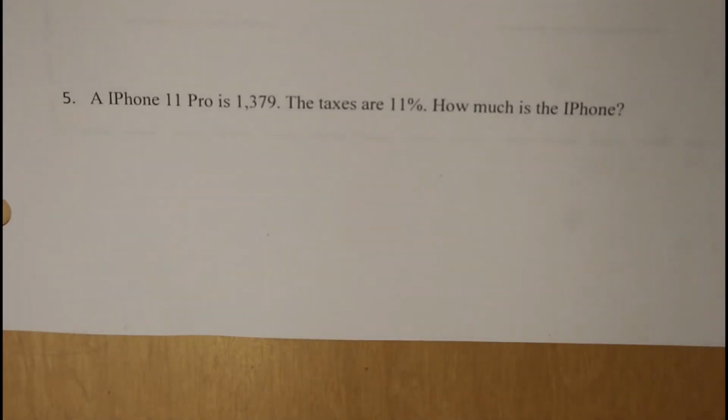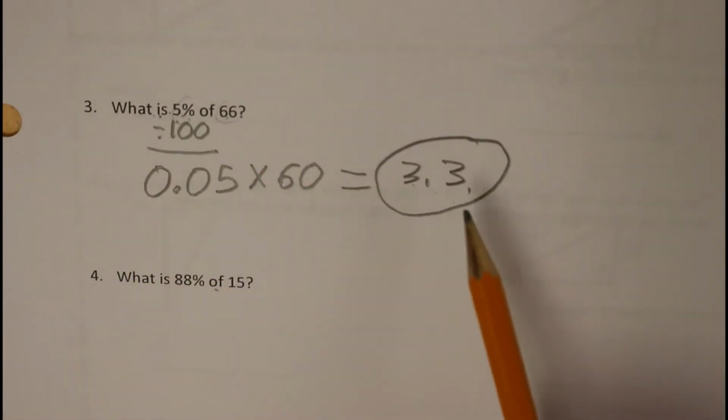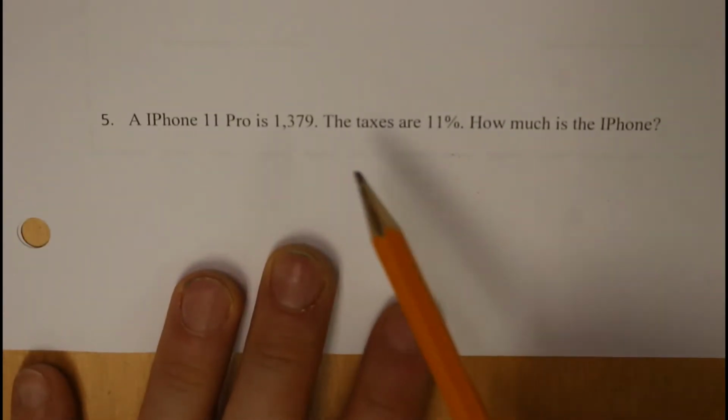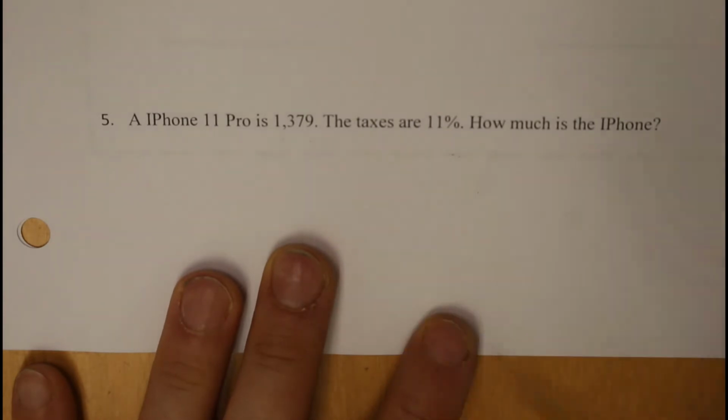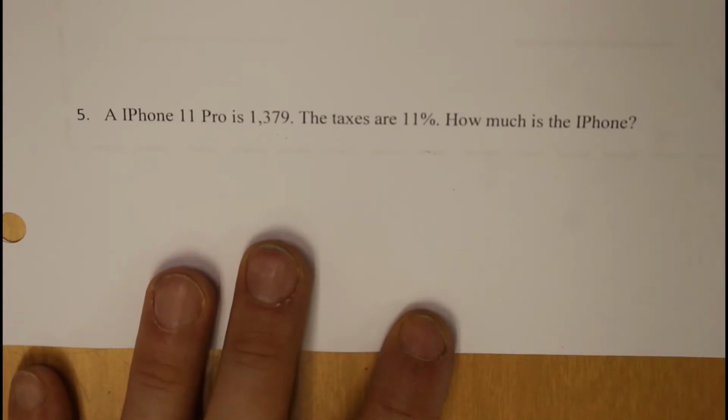All right, so same deal for the next one. This one is just, you have to combine two things together. So an iPhone 11 Pro is $1,379. Of course, when you buy stuff, there are taxes. This one is 11%. So how much is the iPhone? So basically, we're going to do all the steps we did here, find out what 11% of 1,379 is, and then add it to it. The taxes are on top of the initial price. That's when you go on and buy something, it still costs more.